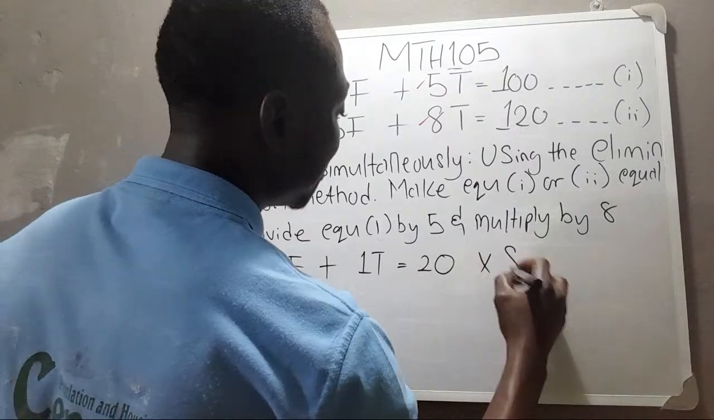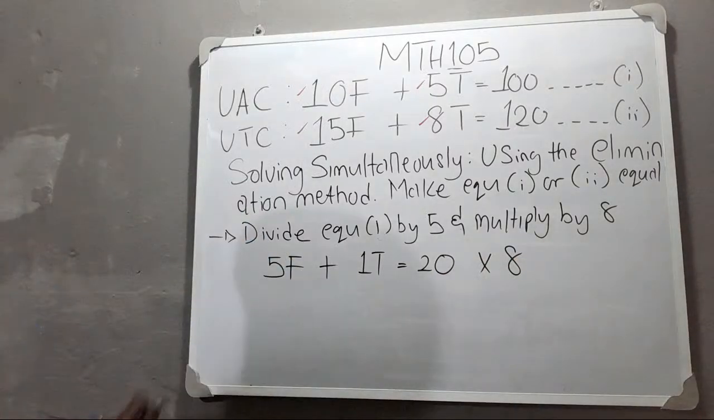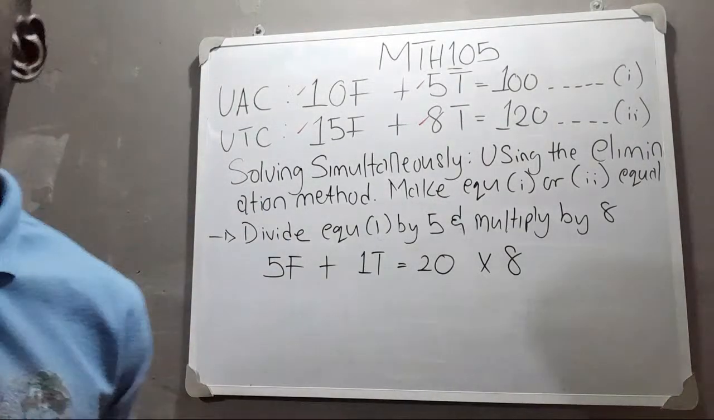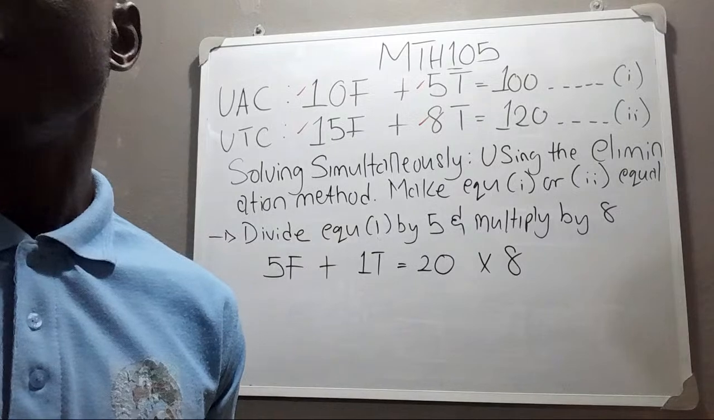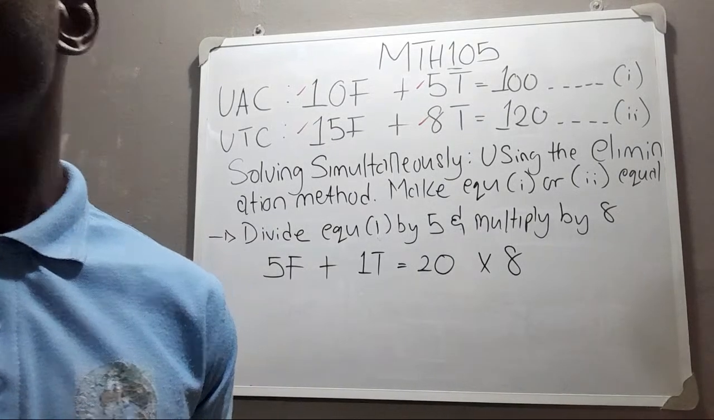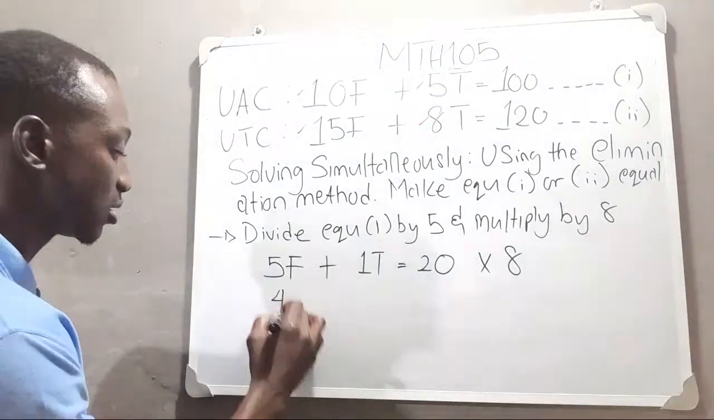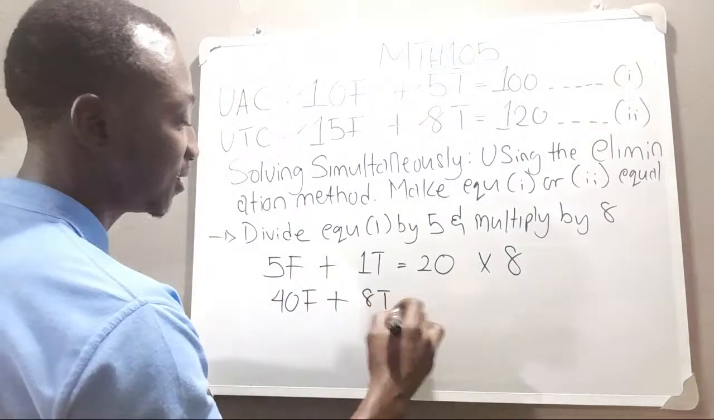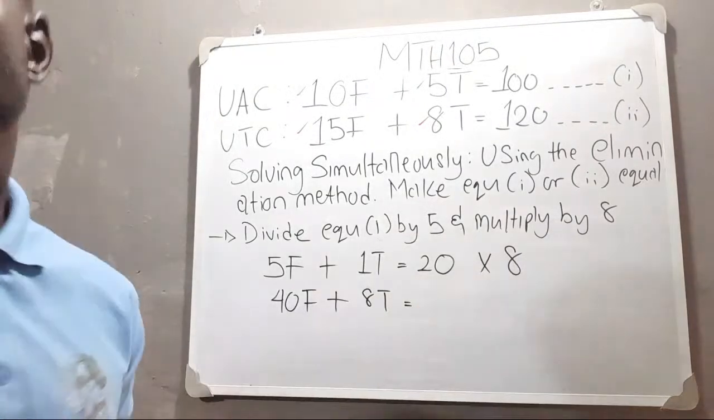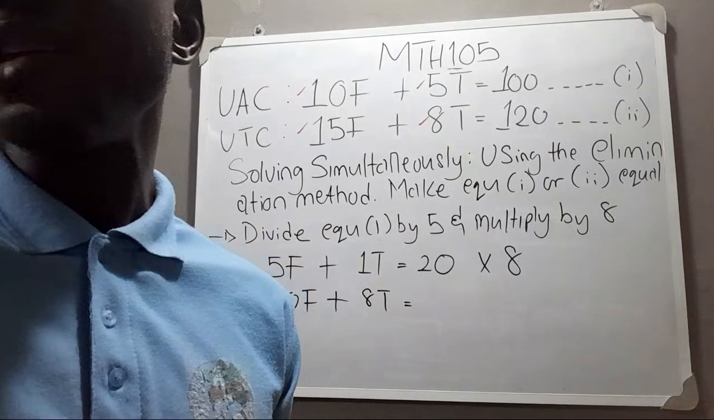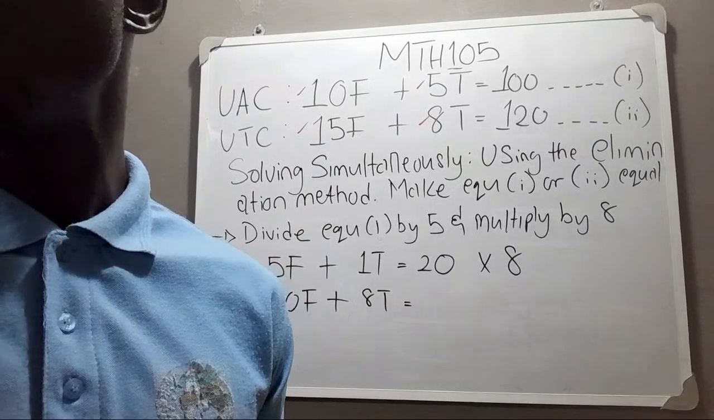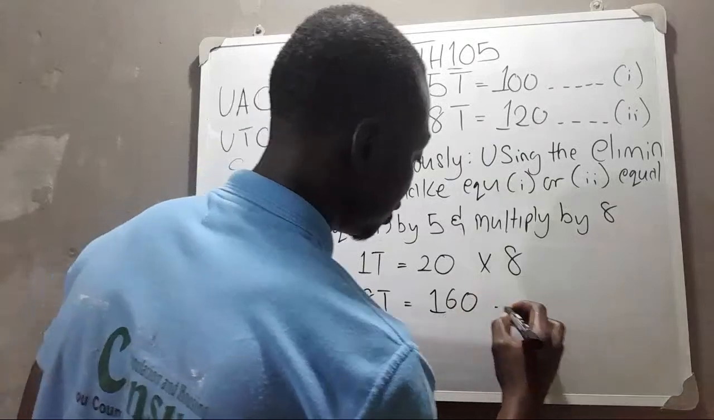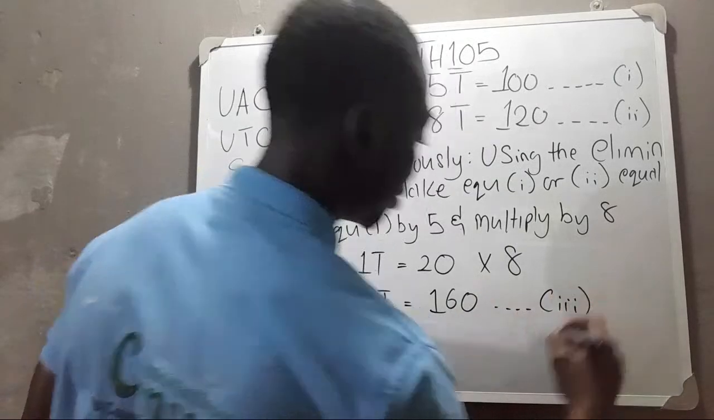Now multiply by 8. Multiply everything here by 8. So we have 8 multiplied by 2f, we have 16f, plus 8t equals, when we multiply 20 by 8, we have 160, and this is equation 3.